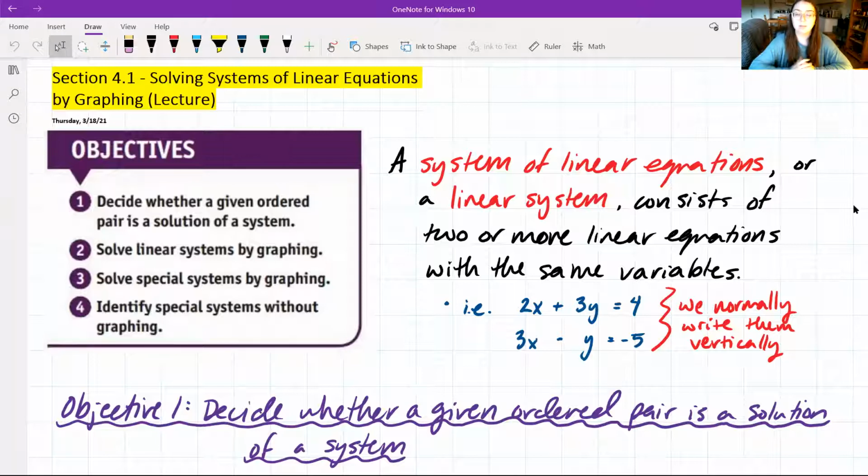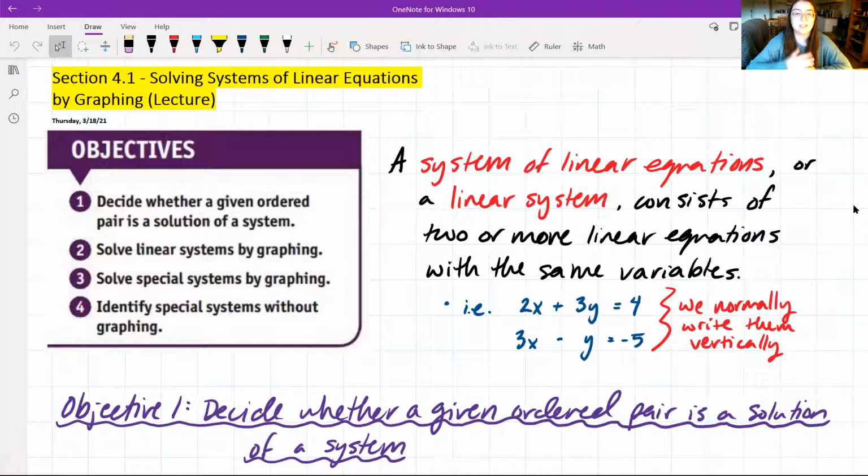So a system of linear equations, or a linear system, just another shorter way of saying it, consists of two or more linear equations with the same variables. So our linear equations, remember, these are equations that represent lines. Equations that represent lines don't have to necessarily be in slope-intercept form. We can see them written as in this example, something like 2x plus 3y is equal to 4. This is called standard form.